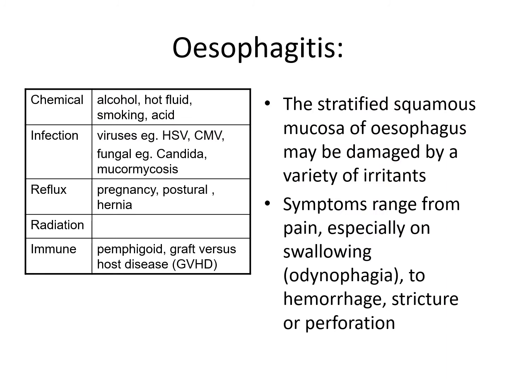Now we look at esophagitis. The stratified squamous mucosa of the esophagus may be damaged by a variety of irritants. They may be from chemicals, infectious agents, reflux, radiation, and immune diseases. The symptoms of esophagitis range from pain, especially on swallowing, called odynophagia, to hemorrhage, stricture, or perforation.